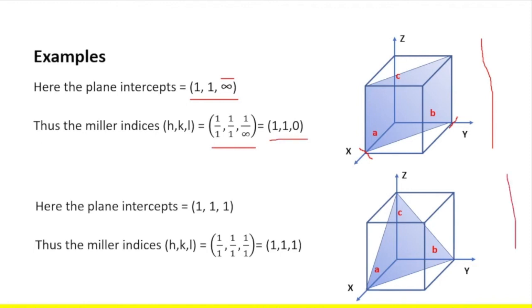Coming to the second example, here we have x equal to 1, y 1 and z 1, because it has intercepts of 1, 1, 1. Now again if we invert these numbers, we get the HKL as 1, 1 and 1. So in this way you can obtain the Miller indices for each plane.